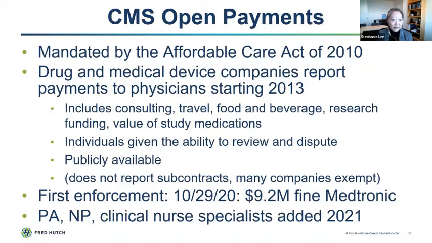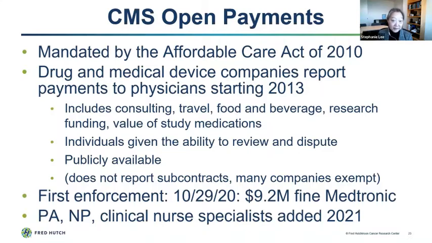It includes all the fees for consulting, for travel, food and beverage, research funding, and actually, as I found out, the value of study medications. Individuals are given the ability to review and to dispute these, and then they become publicly available, and you can look up what any physician or any institution has received. There are some gaps, however, in this program. It does not report on subcontracts, and many companies are exempt. Unless you are interacting with Medicare, Medicaid, or CHIP, you actually don't have to do this.